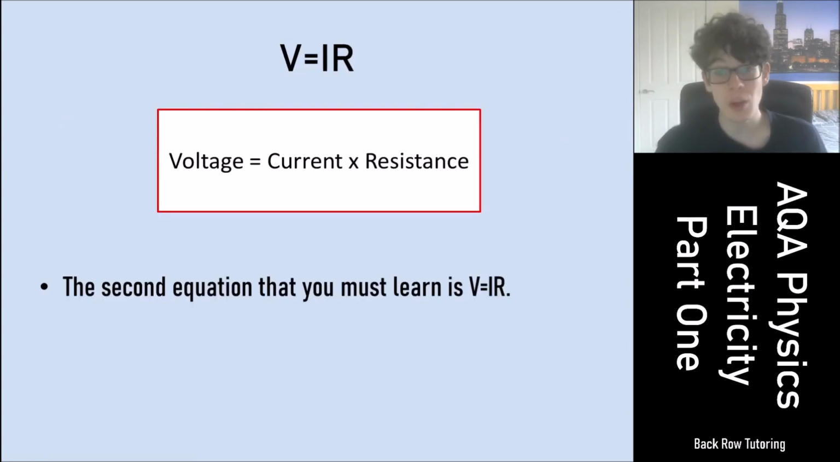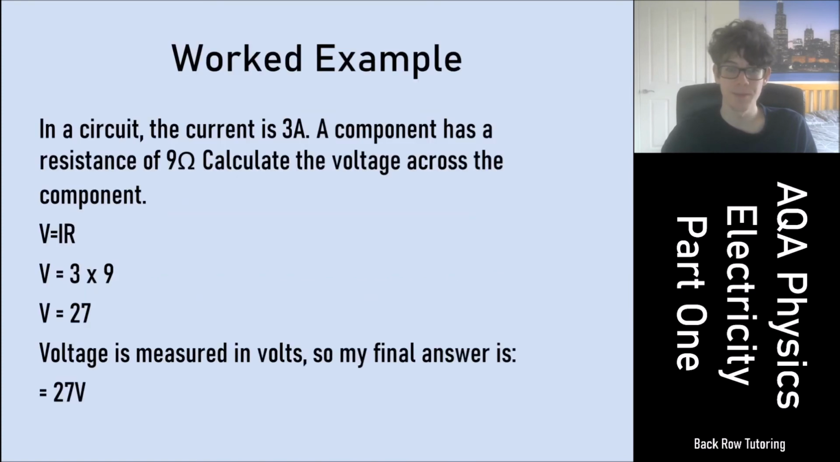Right, so our next equation is that voltage is equal to current times resistance. V equals IR. Again, it's one of the ones that you need to know. Voltage is measured in volts, current is measured in amps, and resistance is measured in ohms. Let's have a look at how you would use this equation.